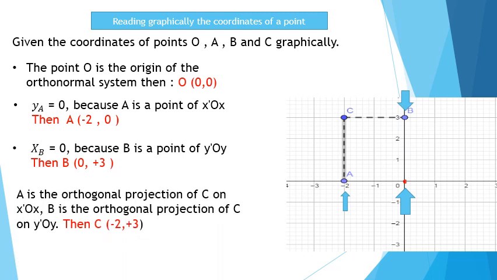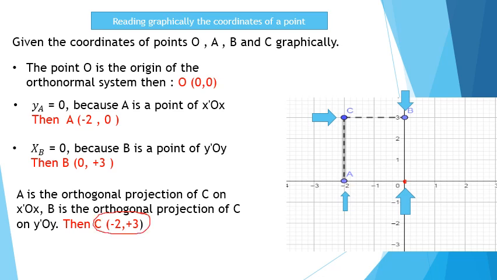Okay, what about point C? Here, look at the graph. If we make the projection of C on the x-axis, then the abscissa of C is -2. The prolongation of C on the y-axis, here the ordinate of C is 3. Then I can say that the coordinates of C is (-2, 3).